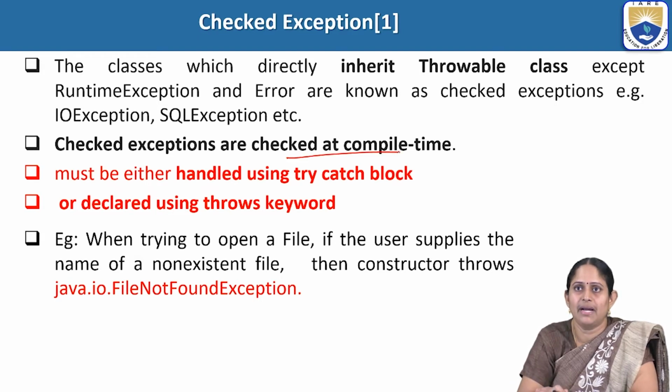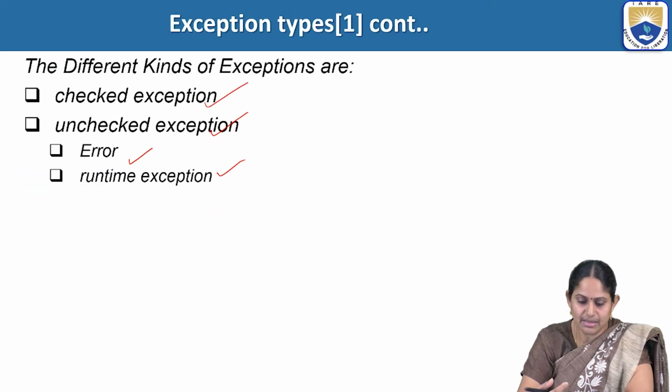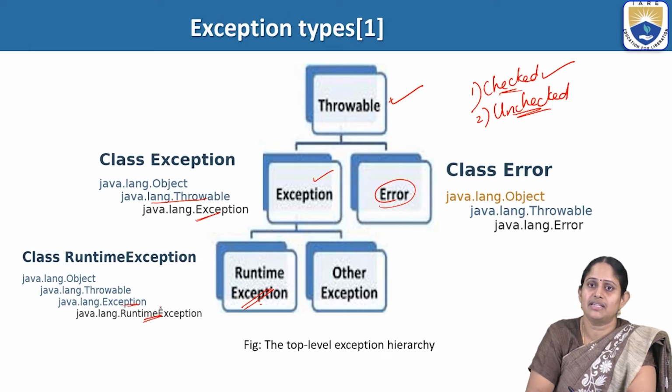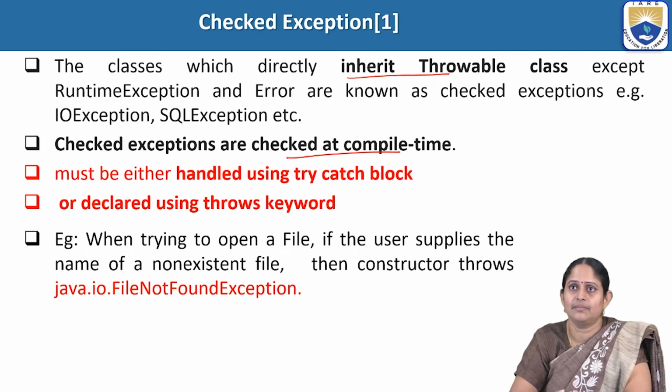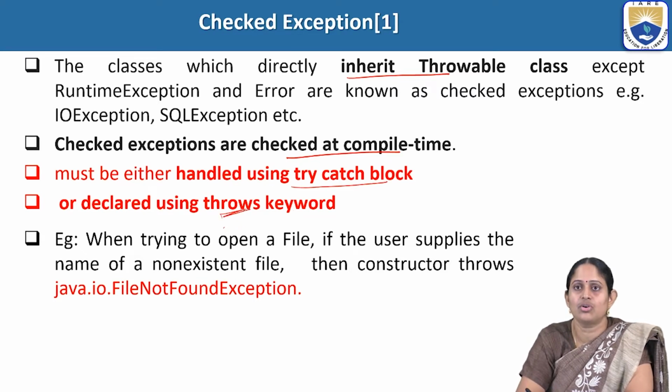They are checked at compile time, and they all inherit the Throwable class. These exceptions which come under checked exceptions directly inherit the Throwable class. As we have seen in the image, the RuntimeException also comes under the Exception class, but the RuntimeException is not of checked type. All these checked exceptions should be either handled using the try-catch block, or declared using the throws keyword.